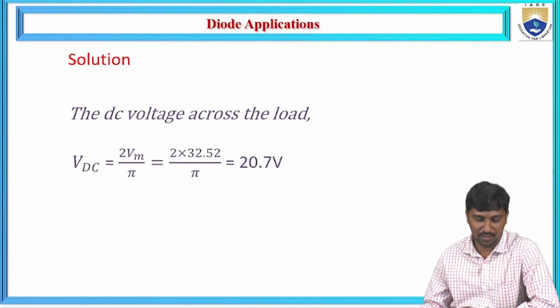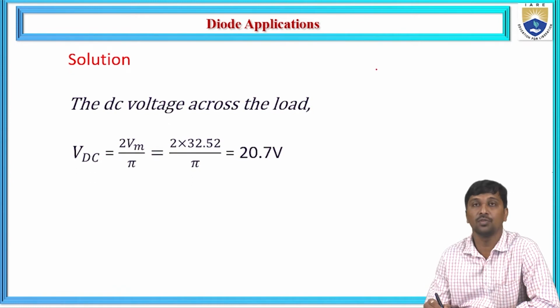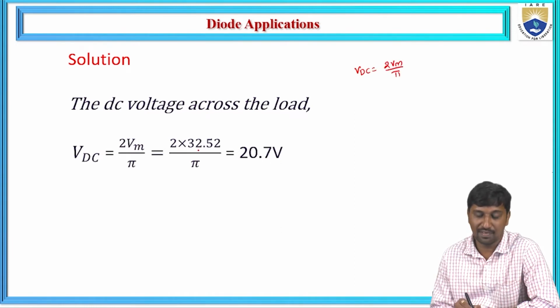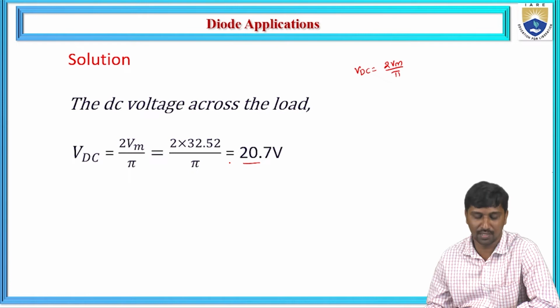From this, now we need to calculate the VDC. From the full wave rectifier, we know that the DC voltage is 2 Vm by pi. So substituting the Vm value we just found in this relation, we obtain the DC voltage, that is 20.7 volts.